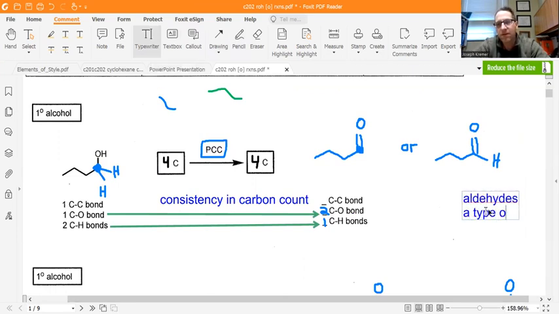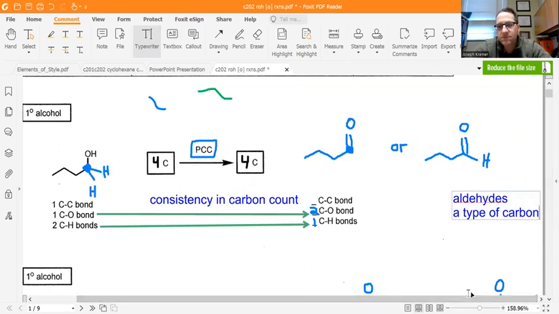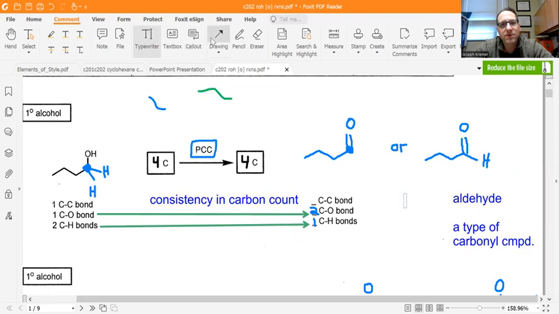Aldehydes, a type of carbonyl compound. Aldehyde. And there's more than one way to draw an aldehyde. Hopefully you can register for yourself that this does have 1 hydrogen there. And aldehydes can be drawn either way.